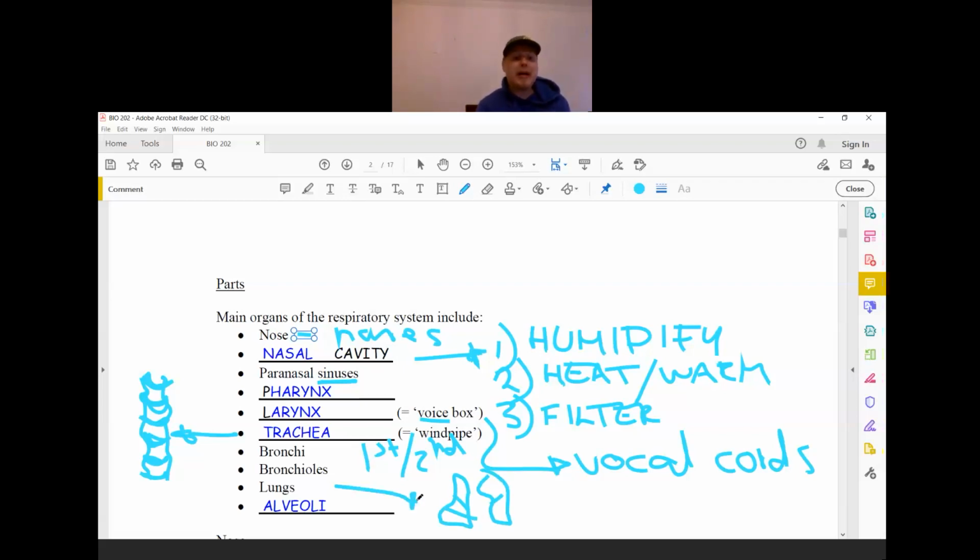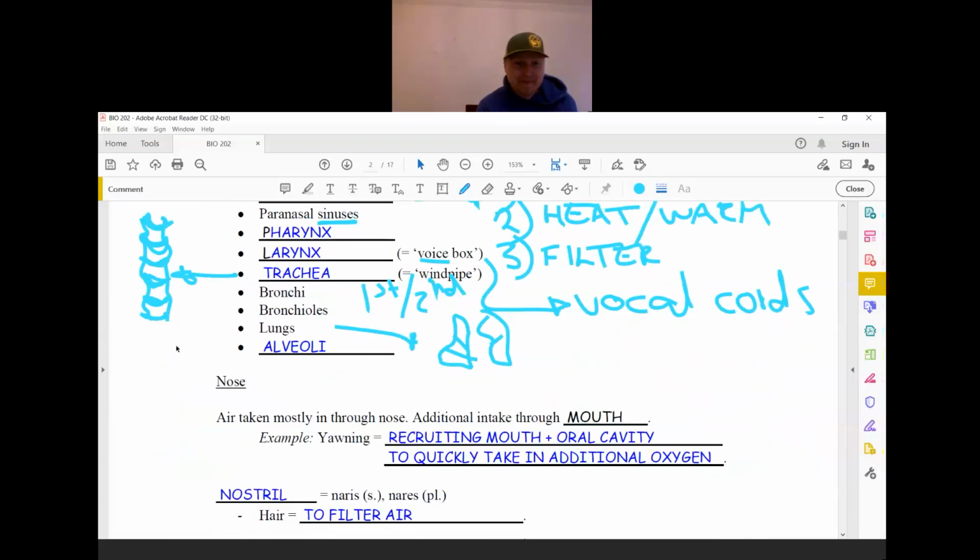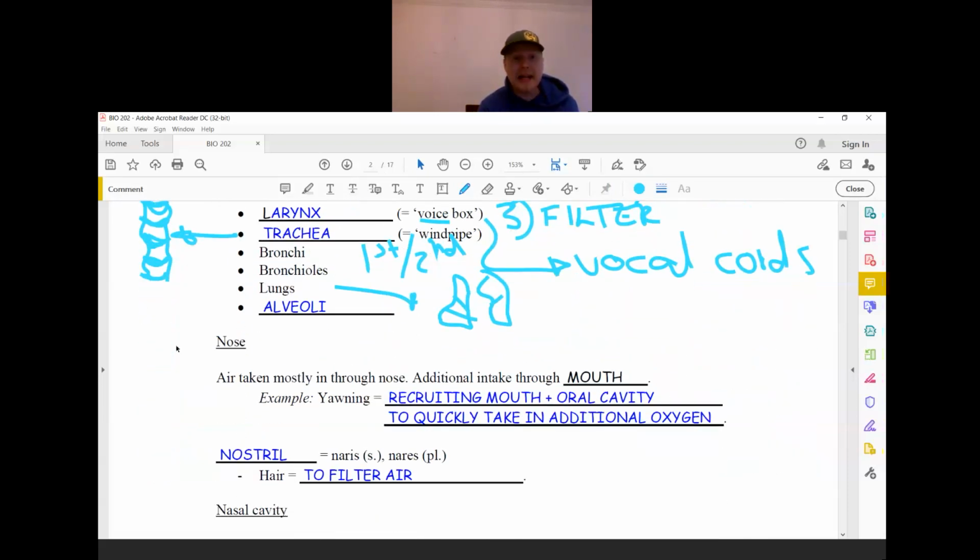So there's a good amount of things to cover. We won't dive too deep on any of those, but we'll certainly be able to remain busy. And let's start by having a look at the nose, as I said. Air typically gets taken in through your nose.